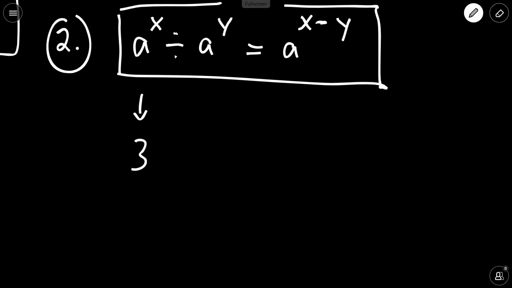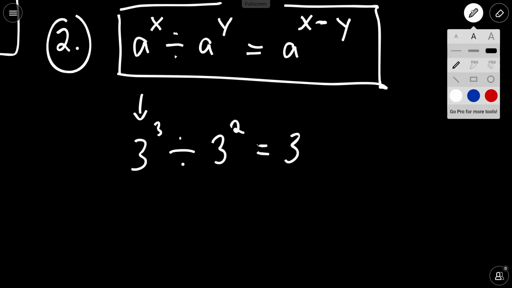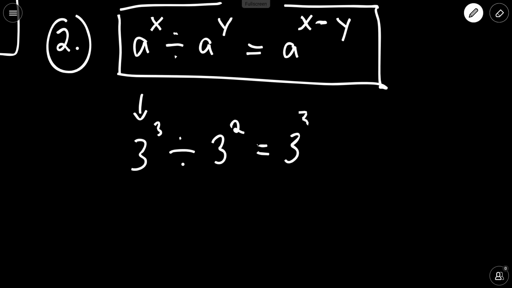Let's say we work with 3 to the power of 3 again. We divide it by 3 to the power of 2. And that, just following our law, should give us 3 to the power of 1. Because we say 3 minus 2 gives us 3 to the power of 1.